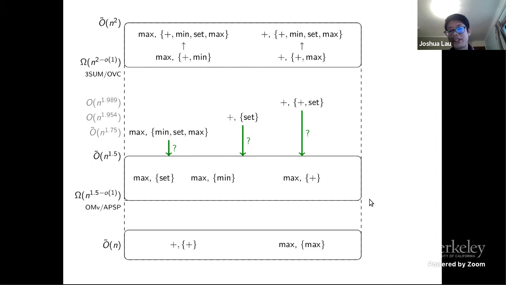So in the middle, we have some single update, single query variants for which we've shown conditional lower bounds conditioned on the online matrix vector conjecture and the all pairs shortest path conjecture for different problems. And we establish matching n to the 1.5 upper bounds for these particular problems. So we also have some problems for which we've found truly subquadratic upper bounds, but we don't know if there's a lower bound better than n to the 1.5.